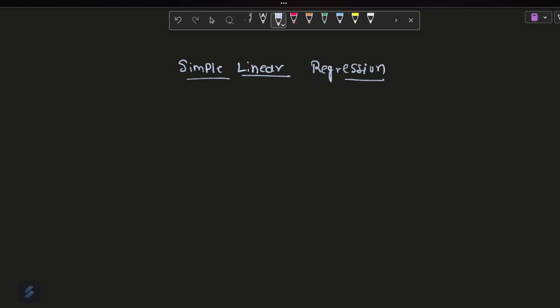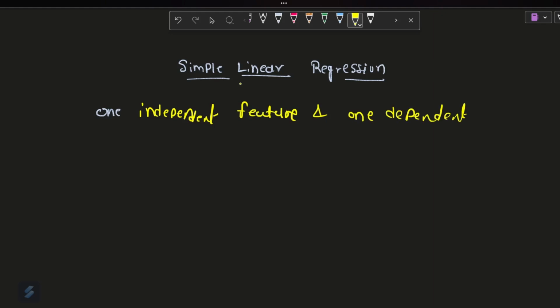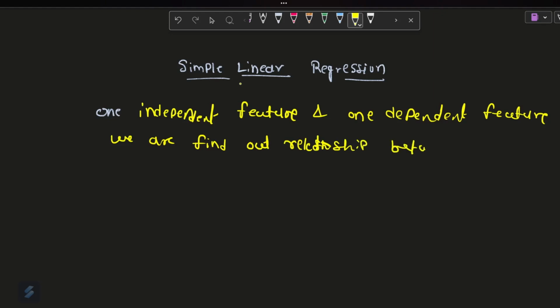Consider a simple linear regression. We have one independent feature and one dependent feature. These two things are enough, right? And we just find out the relationship between them. That is our aim, right?